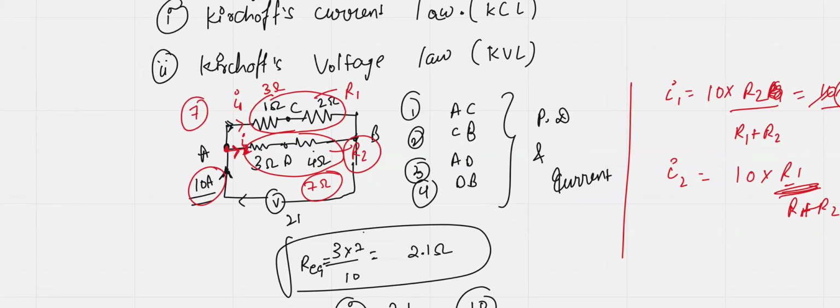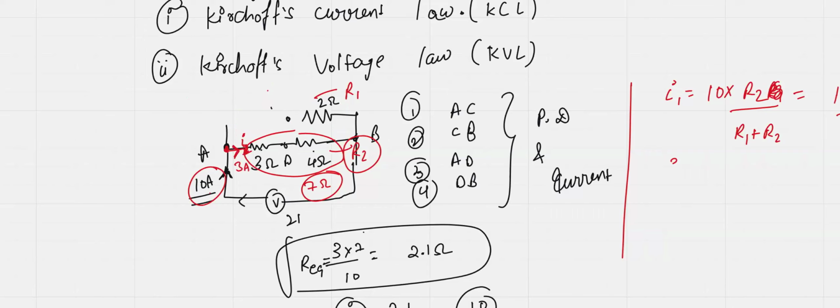So Kirtana, do I really need to solve I2? No, I can simply get it as 10 minus 7. I can simply say that this is 10, this is 7. I know the total is 10, 7 is going this way, so I know that 3 ampere is going this way. So I can simply remove all of these unnecessary parts.